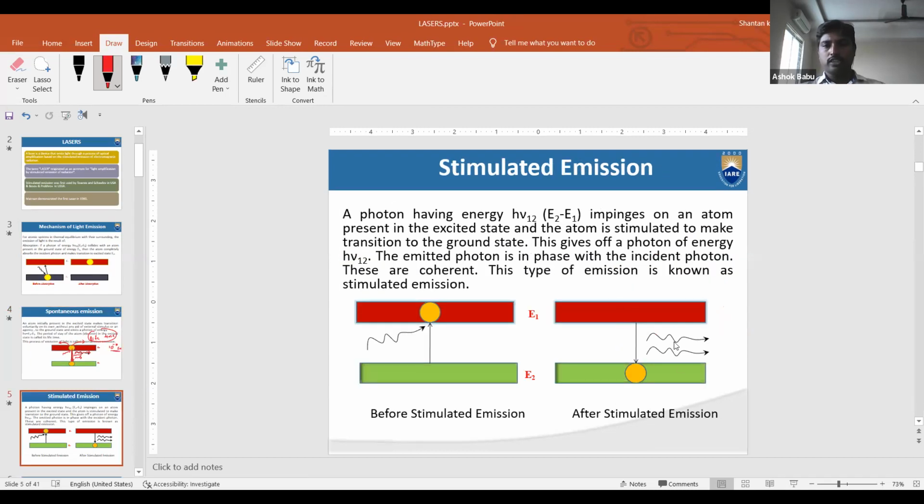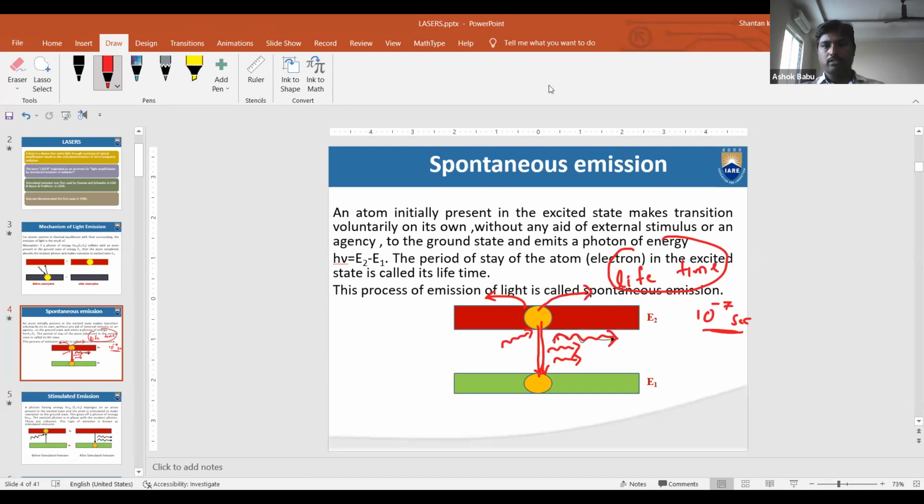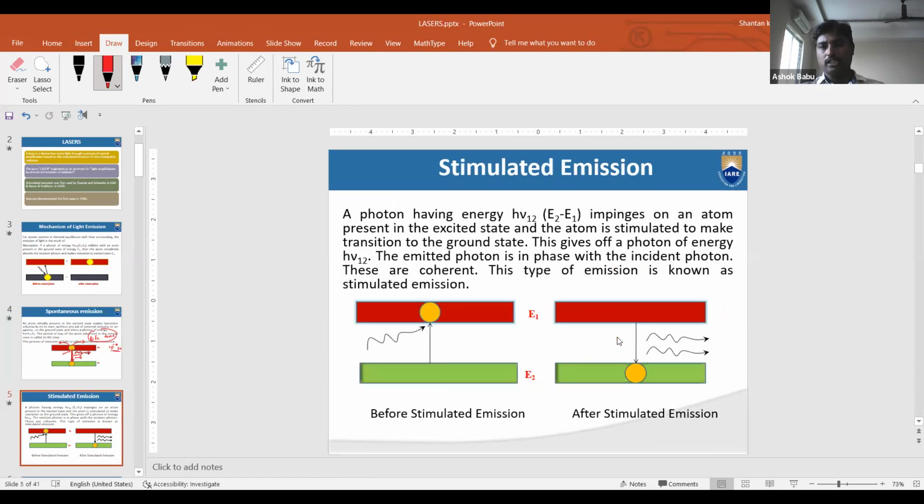Here, in the stimulated emission process, two photons are released. In spontaneous emission, only one photon is released. In the stimulated emission process, two photons are released. What is stimulated emission of radiation?